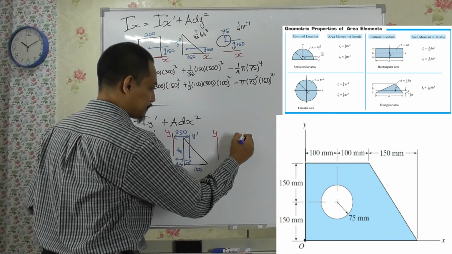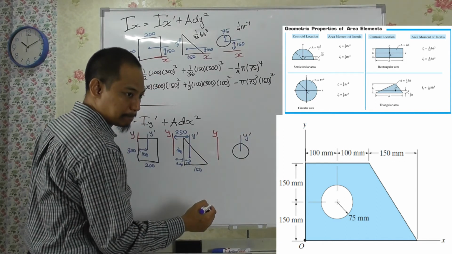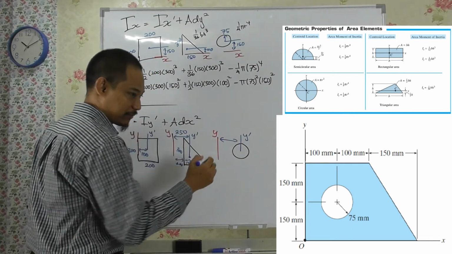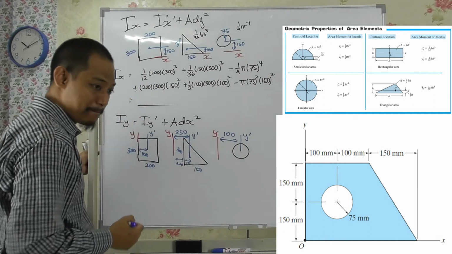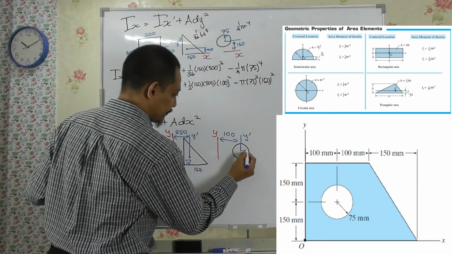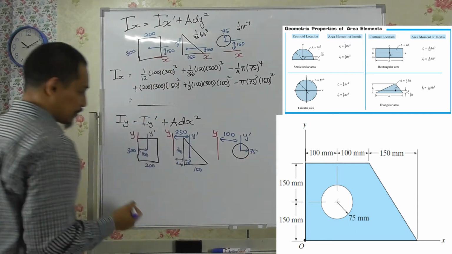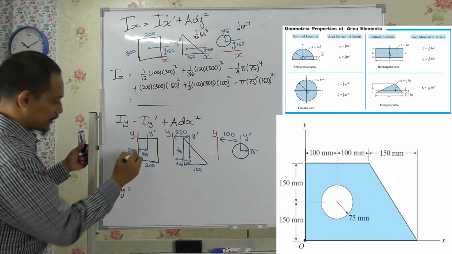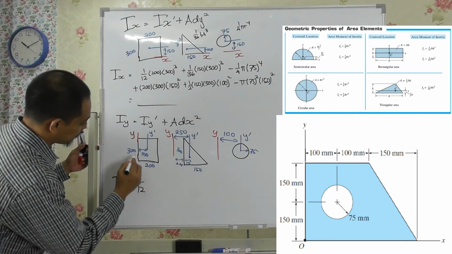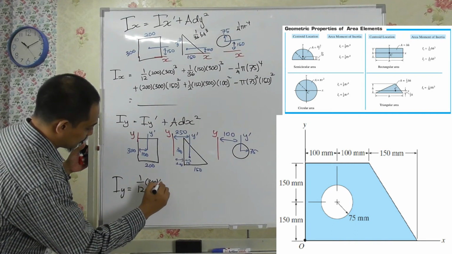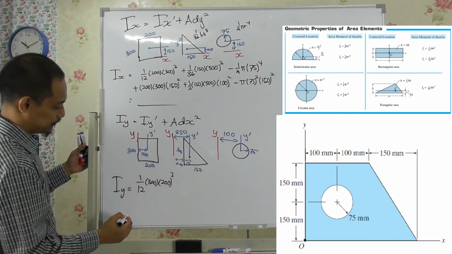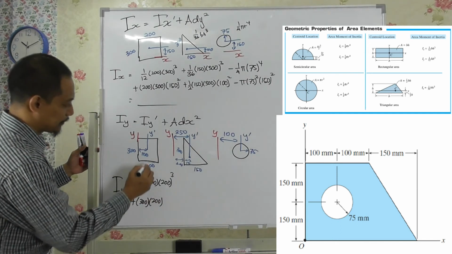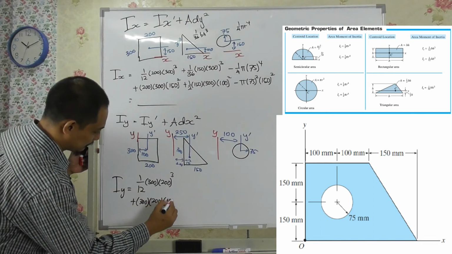So in this one, this one is straightforward, right? Because the diagram already gives you this, it is 100. And then you have the radius of 75. Okay, so if you want to calculate Iy, again 1 over 12, 300, 200 cube, plus area, which is 300 times 200, and then the distance 100 square.